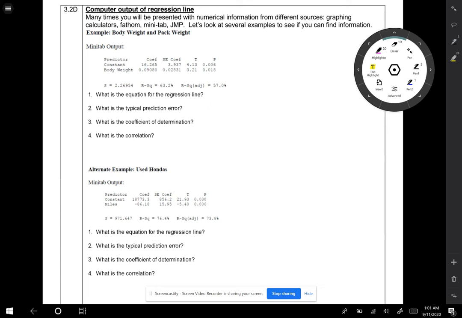So let's look at several examples to see if you can find the information. The first one is body weight and pack weight, and this is from a Minitab output. You have several pieces of information here, some of which you can ignore and some of which you don't want to ignore. Now, body weight and pack weight, your body weight is given right here as the explanatory variable.